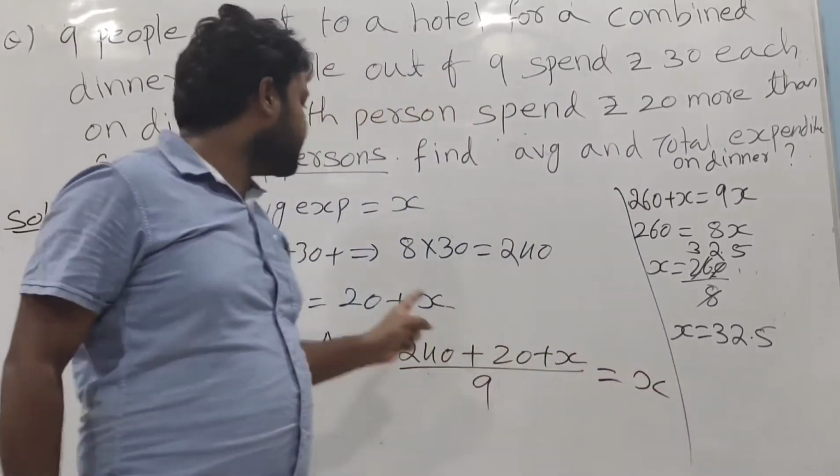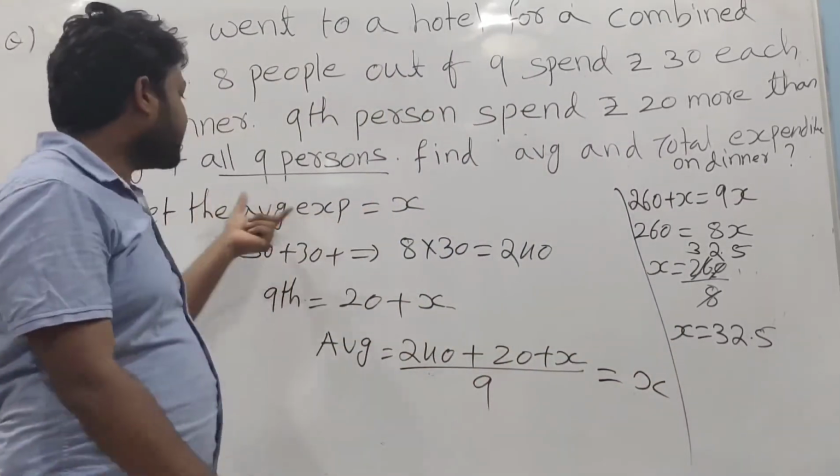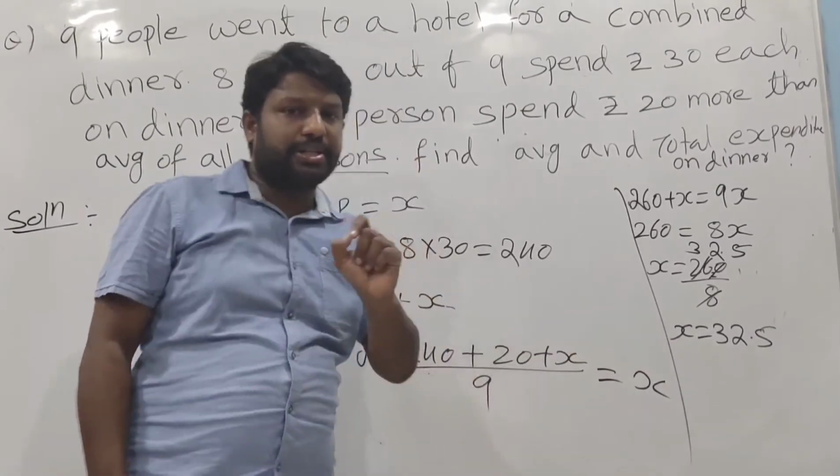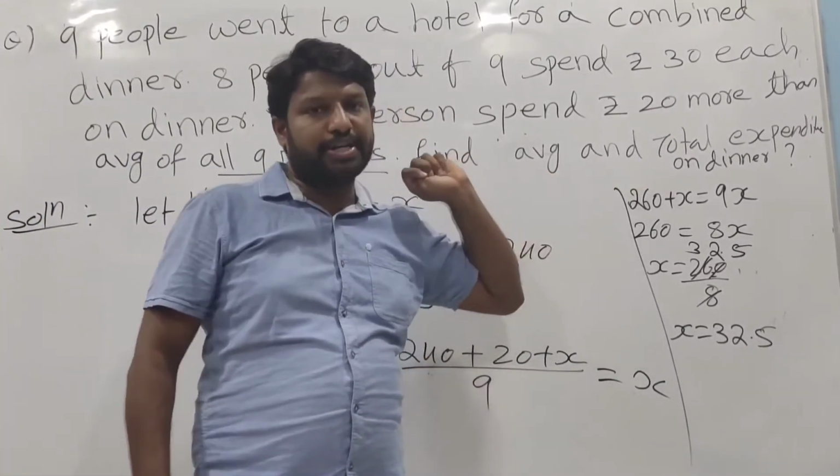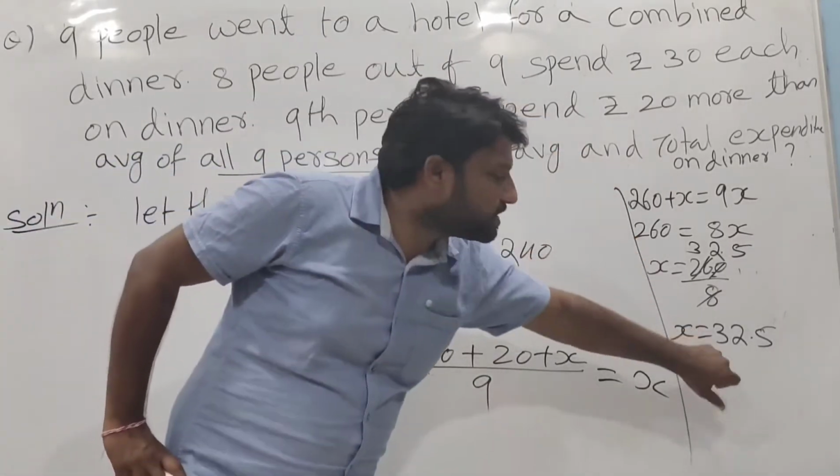So I got what is X? X is nothing but the average. The average expenditure is 32.5. So what we had to find is the average and total expenditure on dinner. The average expenditure is 32.5.